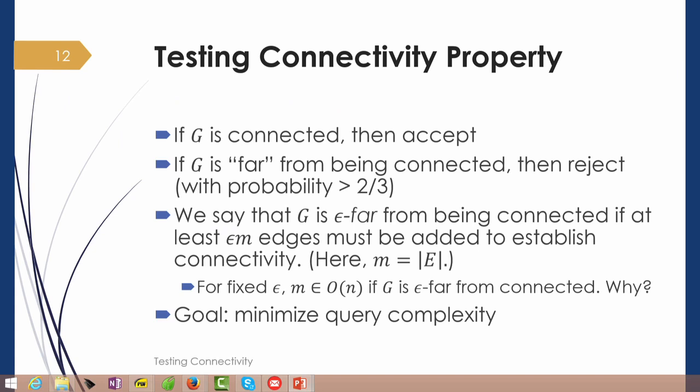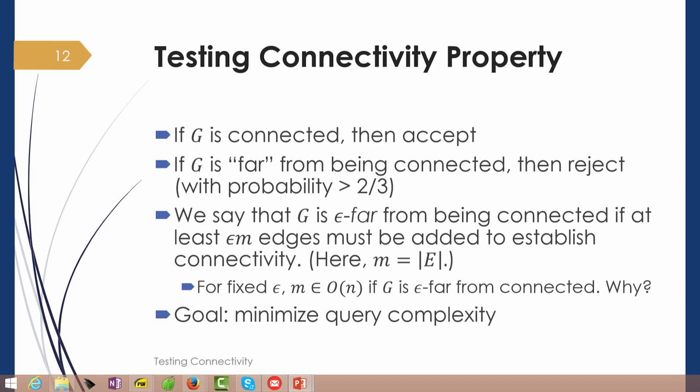Of course, when the graph is connected, we want to accept it. Normally, property testing only requires us to accept this scenario with probability at least 2/3. In our context, however, we are going to design an algorithm that is always going to accept a graph if it is connected. So, in other words, this algorithm has a one-sided error. If, however, the graph is far from being connected, the algorithm we are going to design now will reject the graph with probability at least 2/3.